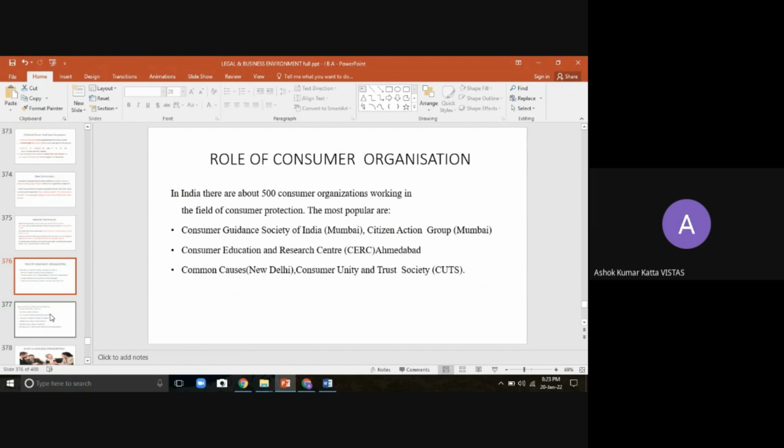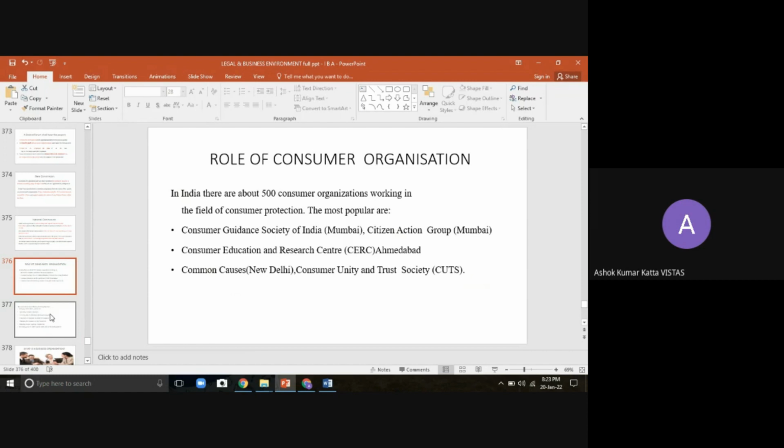So after the redressal agencies, one more important thing we have is the role of consumer organizations. What is meant by the role of consumer organizations? I already told you, we have the district level, state level and national level consumer protection forums. These are going to be directly connected.